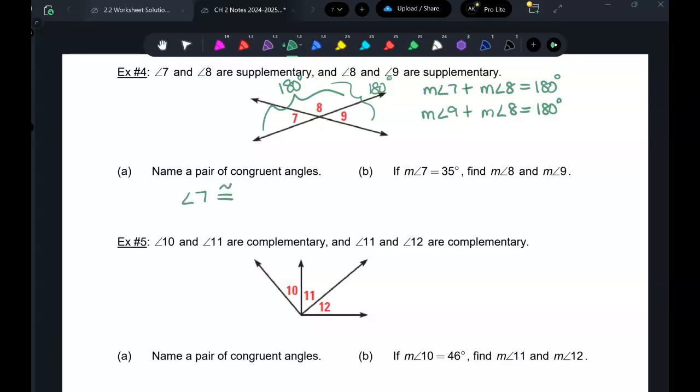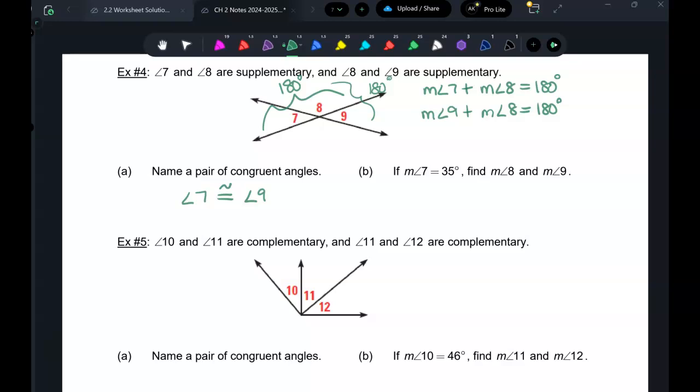So angle 7 is congruent to angle 9. Remember, congruent is the equals with the squiggly line. If you have something like intersecting lines, like an X, the ones on the opposite side are always going to end up being congruent. No matter what angle 8 is, angle 8 is in both of them.